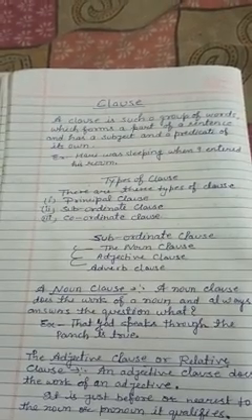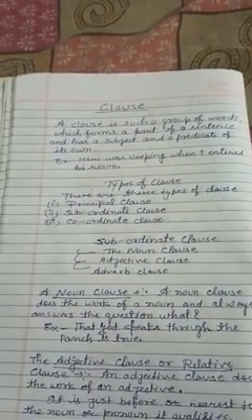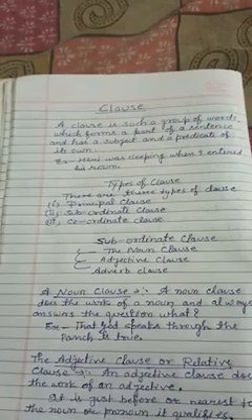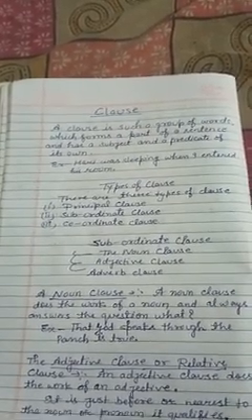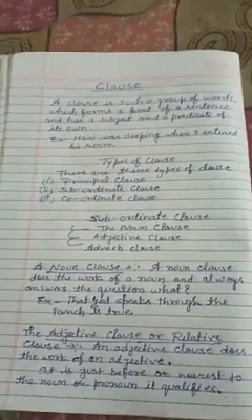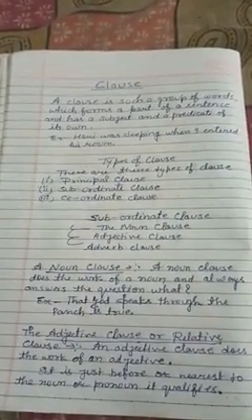Types of clause. There are three types of clause. First, principal clause. Second, subordinate clause. And third, coordinate clause.